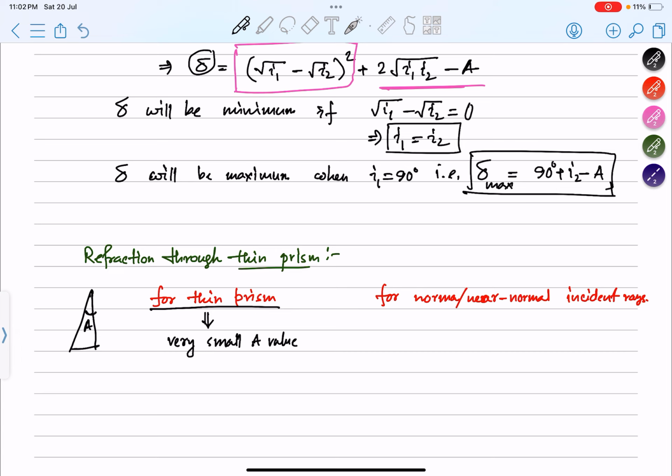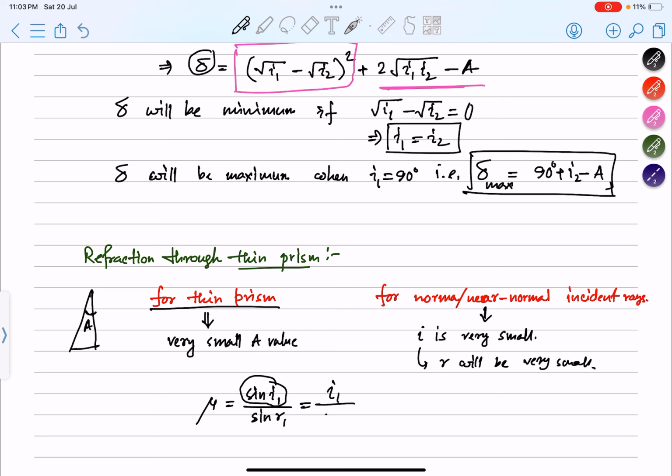Now, for near normal incidence, what happens? I is very small. If I is very small, eventually R will be very small. So mu should be written as sin I1 by sin R1. For smaller angles, you know that sin I1 is almost equal to I1 and sin R1 is almost equal to R1. So we can write I1 as mu R1.